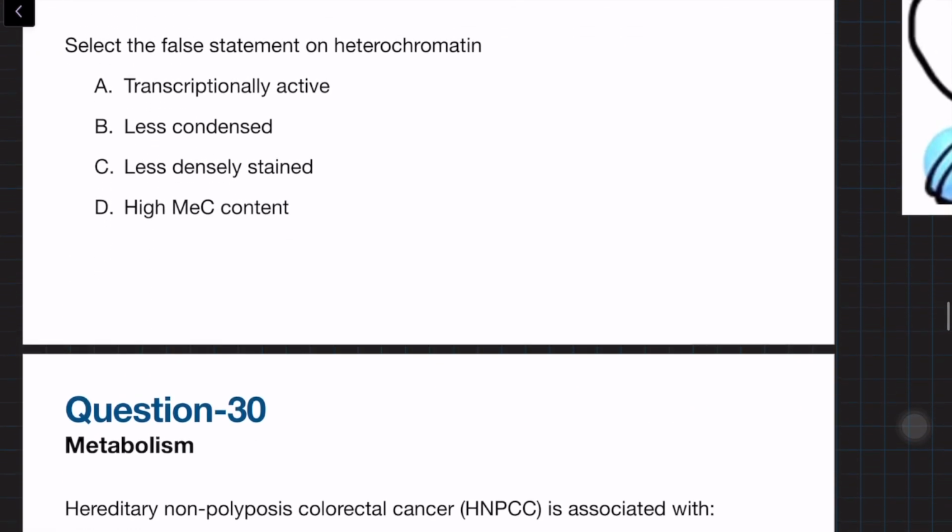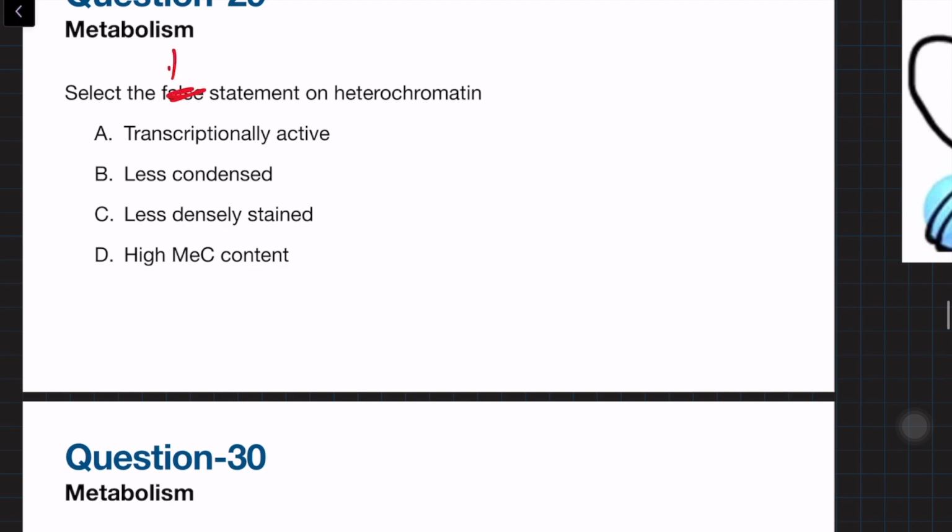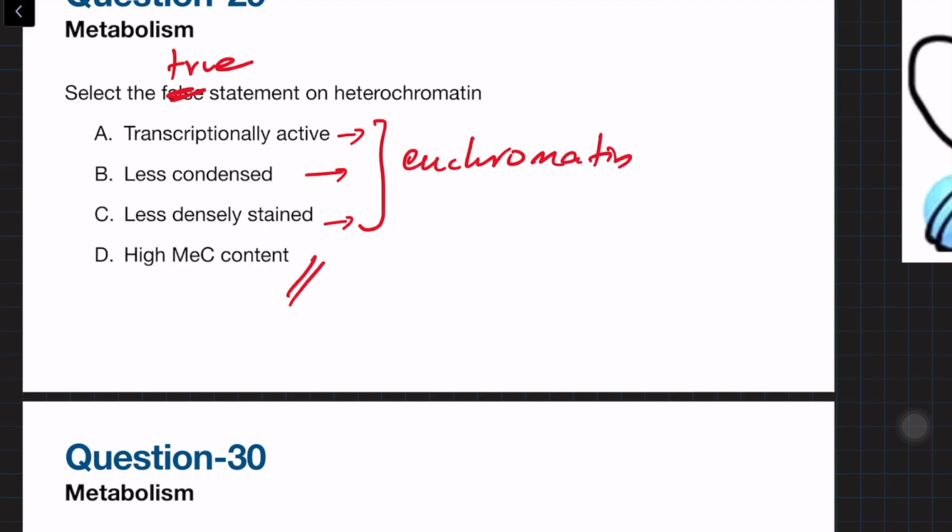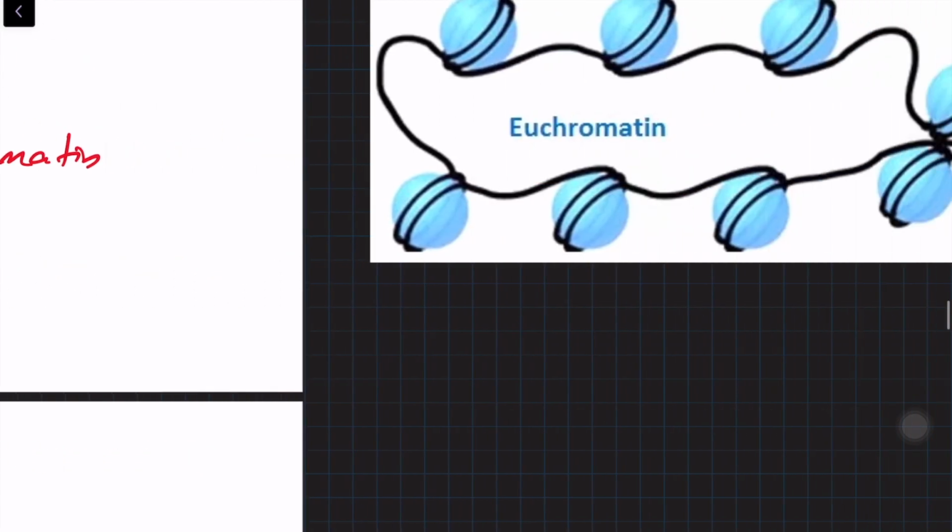Heterochromatin. I think the question would have come as a true statement on heterochromatin. A transcriptionally active, less condensed and less densely stained chromatin would be euchromatin. And high methylation content is the answer for heterochromatin. Obviously, you may not remember this, but these three are easy to remember. I'll show you the image.